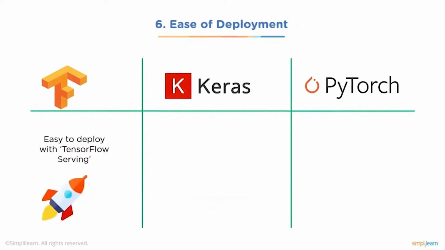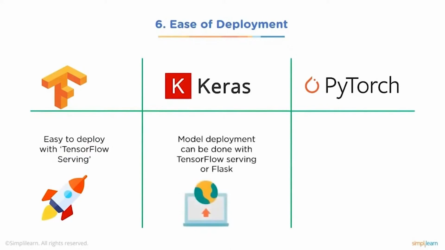Ease of deployment. TensorFlow is very easy to deploy as it uses TensorFlow Serving. TensorFlow Serving is a flexible, high-performance serving system for machine learning models designed for production environments. It makes it easy to deploy new algorithms and experiments while keeping the same server architecture and APIs. It provides out-of-the-box integration with TensorFlow models but can be easily extended to serve other types of models and data. In Keras, model deployment can be done with either TensorFlow Serving or Flask, which makes it relatively easy but not as easy as it would be with TensorFlow and PyTorch.